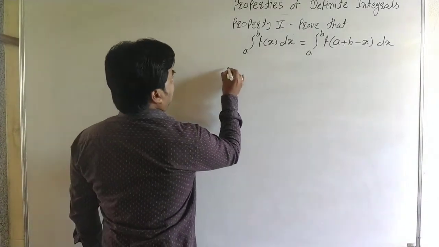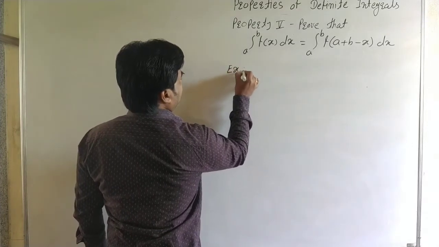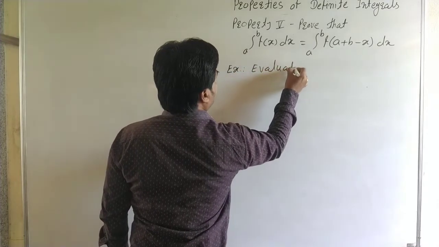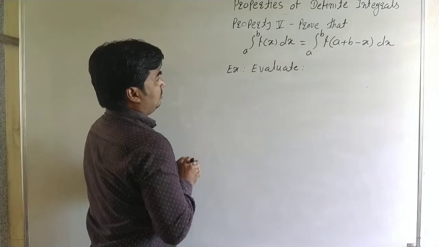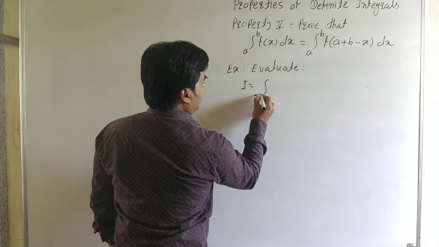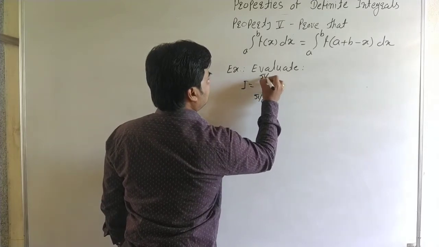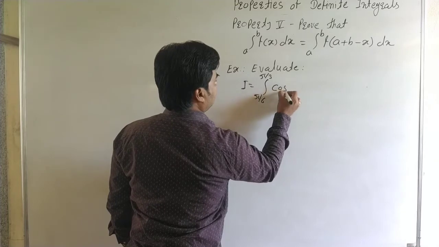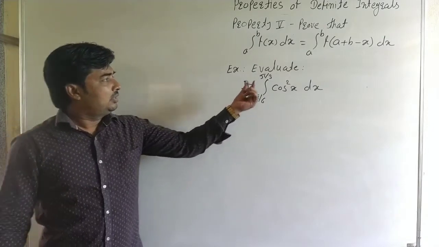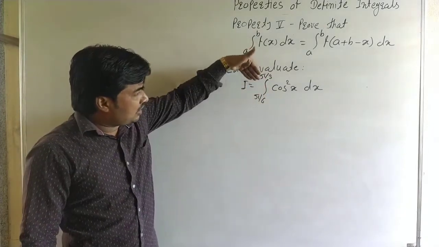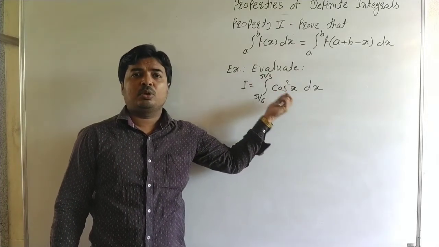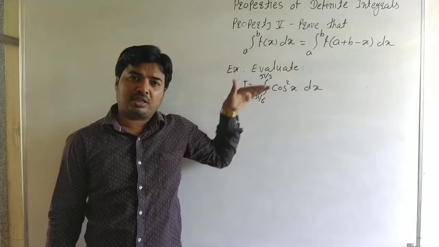Now we see one example. Here, the integral from pi by 6 to pi by 3 of cos square x dx. We have to find the value of this integral. Such type of integral we can directly solve by using the formula for cos square, which is (1 plus cos 2x) upon 2.